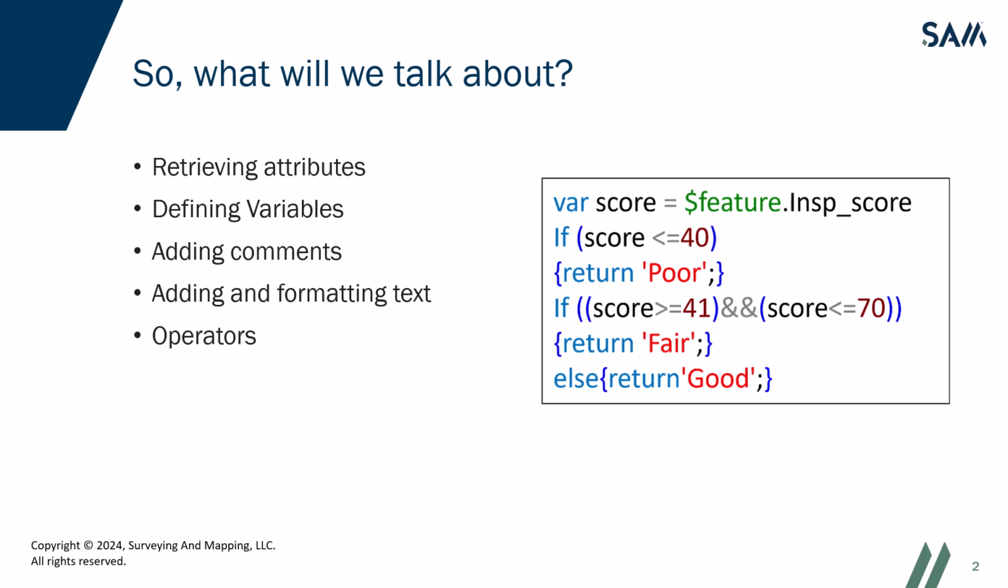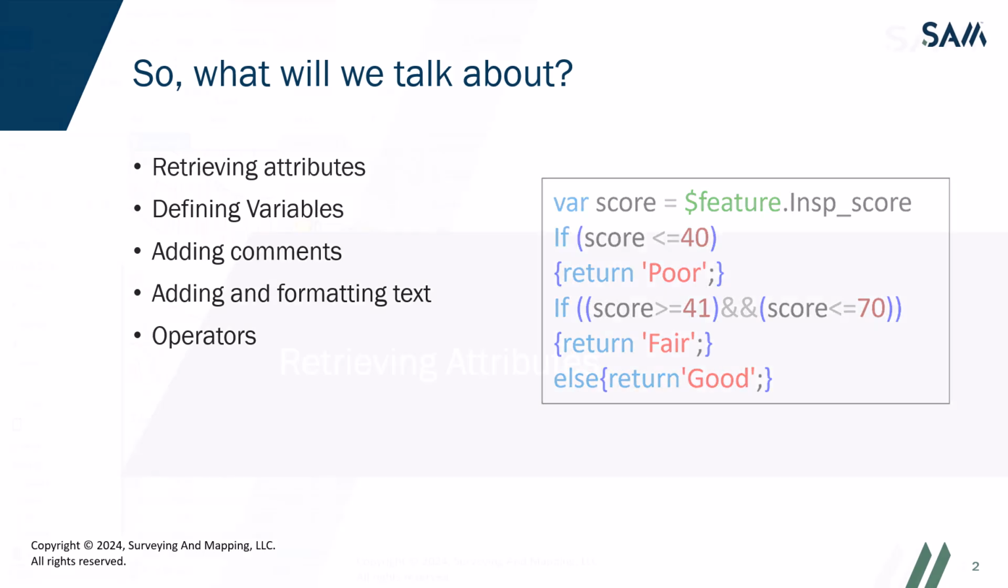This will include doing things like retrieving attribute values from a table, defining a variable, adding comments into your code, adding and formatting text, and then how to use operators within the code.